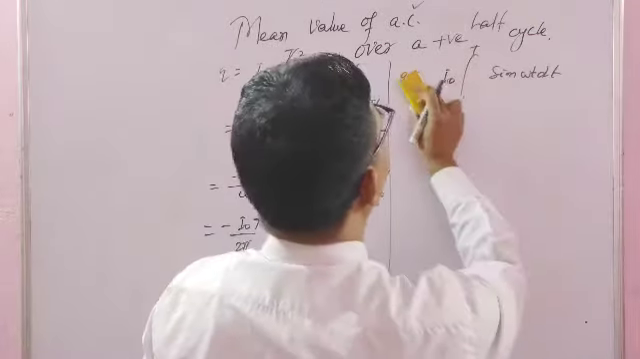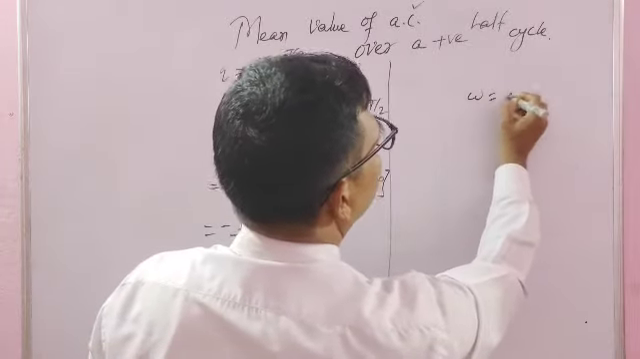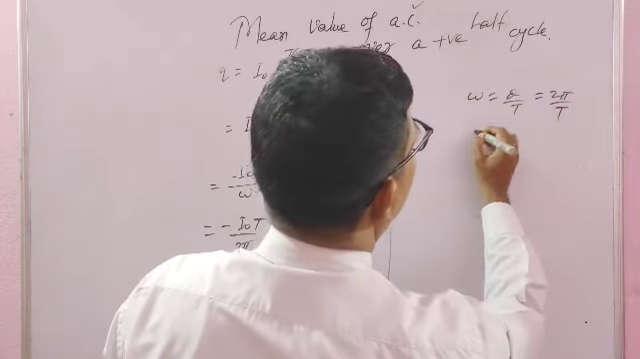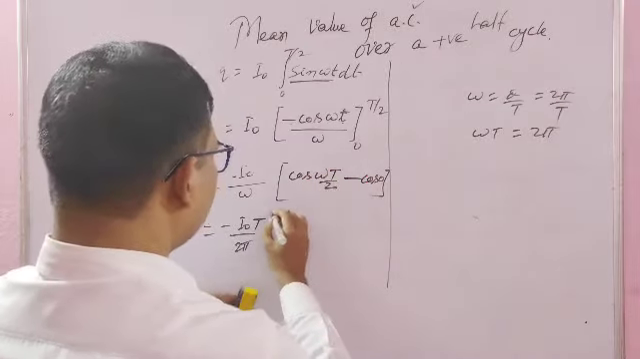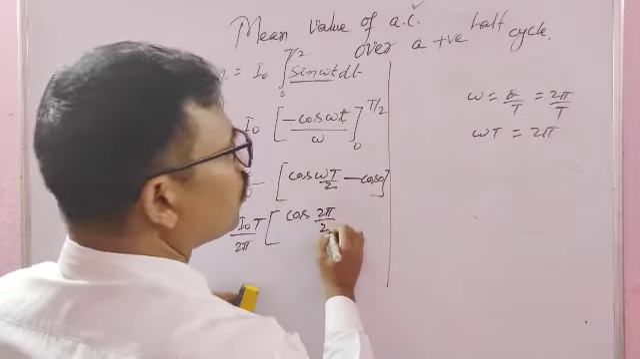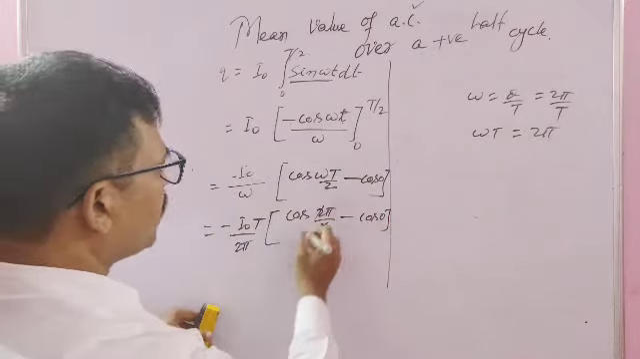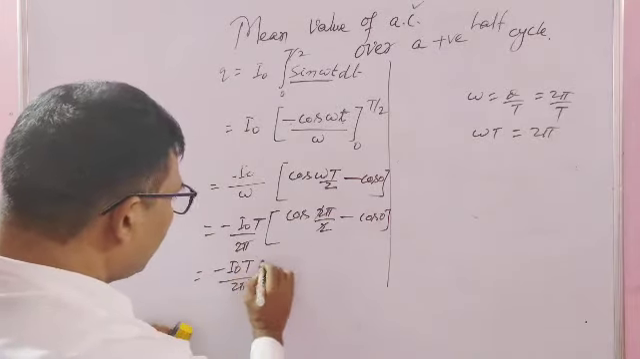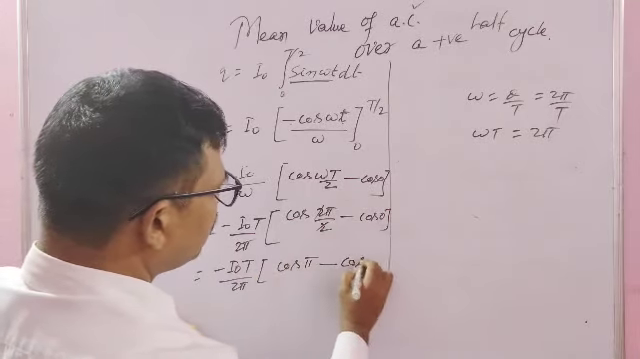You just try to understand. Omega is equal to, again I am telling, theta by T, that is 2 pi by T. So omega T is equal to 2 pi. So in place of omega T, you will write how much? Cos 2 pi by 2, that is, here is cos 0. Now what will happen? 2 cancels. So you write I naught T by 2 pi, here cos pi minus cos 0.